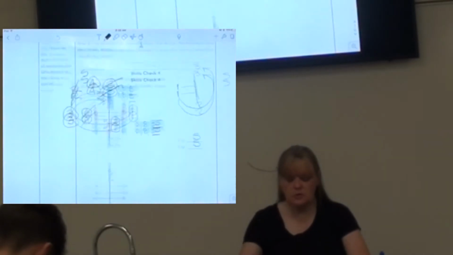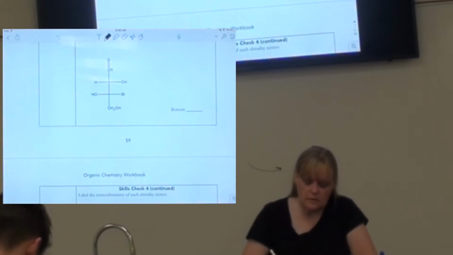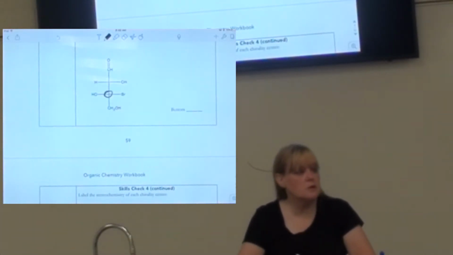All right, you're so smart. Do the bottom one. So you're looking at this chirality center only. Start with the atoms directly attached to it.